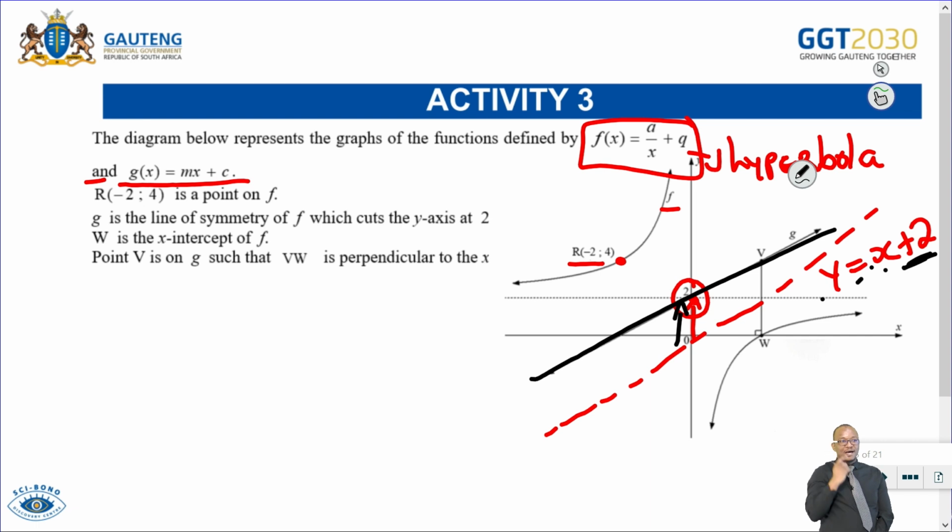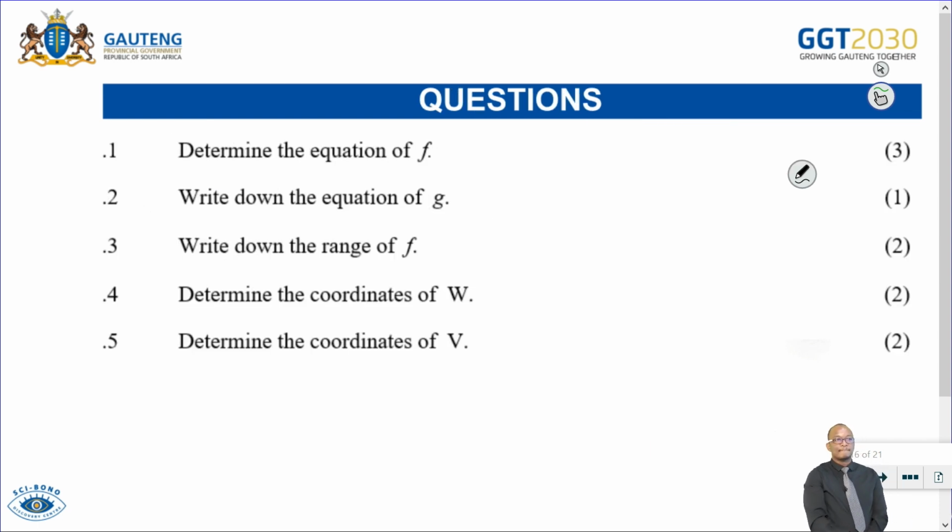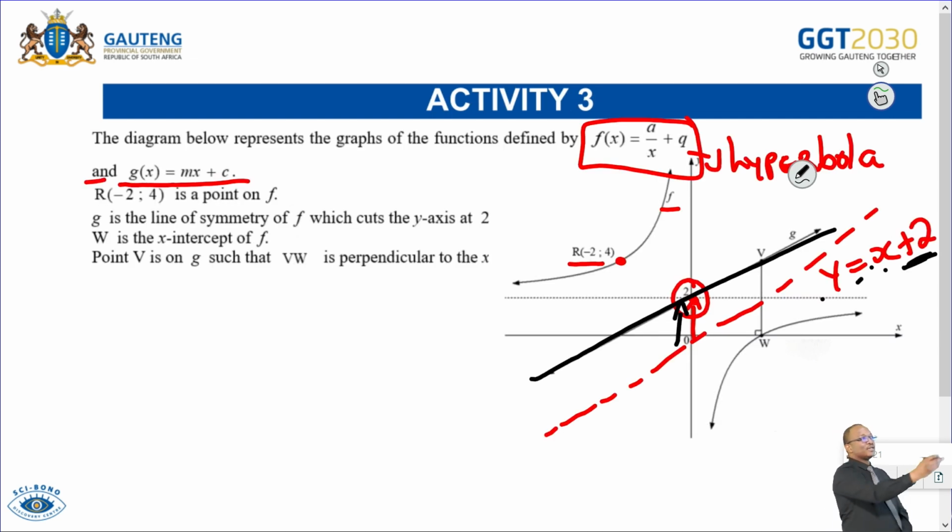Correct. Now, W is the x-intercept of f. P is a point, V is on g, such that VW is parallel to the x-axis. Okay? Now it's fine. Let's move forward. The first question, we must determine the equation of f. You can see that the equation of f has unknown variables. So we must determine that equation.